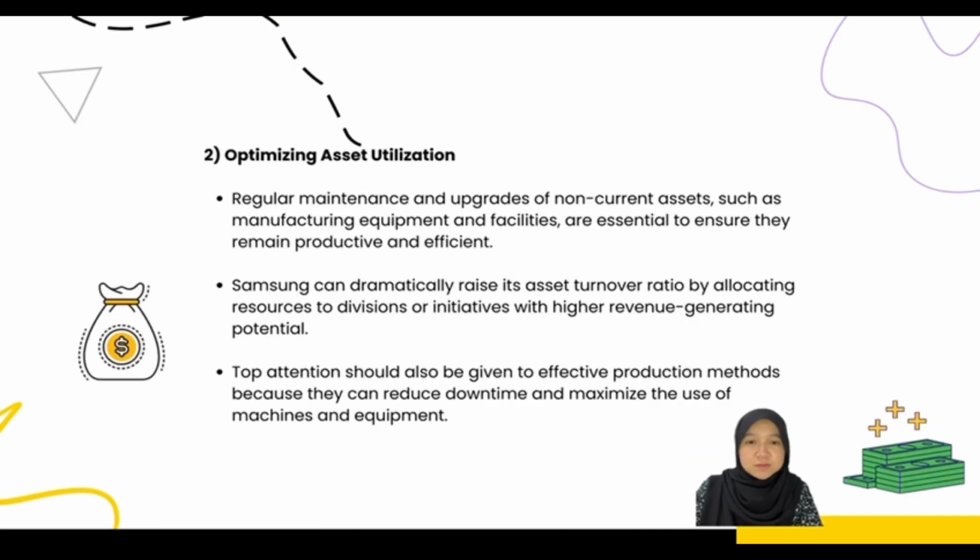The second way is optimizing asset utilization. Regular maintenance and upgrades of non-current assets, such as manufacturing equipment and facilities, are essential to ensure they remain productive and efficient. Samsung should also consider performing a detailed analysis of asset allocation across all initiatives and divisions. Samsung can dramatically raise its asset turnover ratio by allocating resources to divisions or initiatives with higher revenue generating potential.